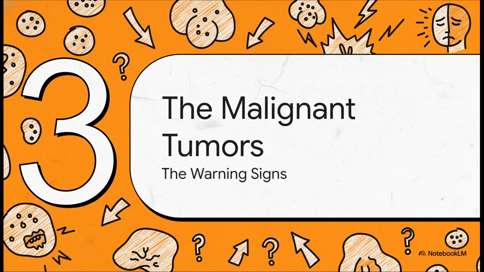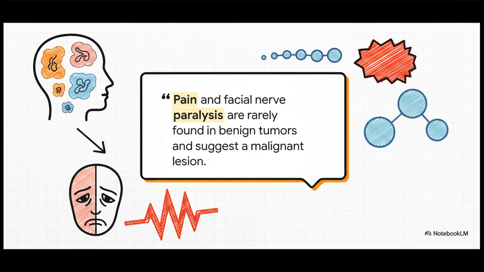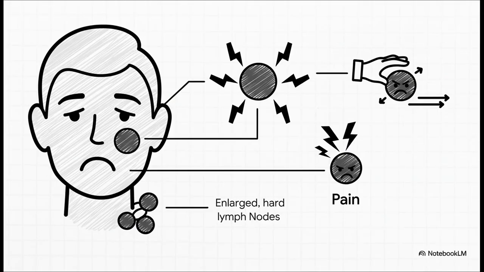This is where we need to pay close attention to the warning signs. And this quote right here says it all. Pain and facial paralysis are rarely found in benign tumors and suggest a malignant lesion. This is probably one of the most critical things to remember. Benign tumors usually just sit there, slowly growing, not causing much trouble. But if you start to have pain, or worse, weakness in your facial muscles, that's a massive red flag for malignancy. So here are the signs that should really make you suspicious.